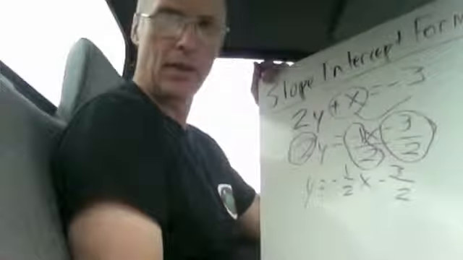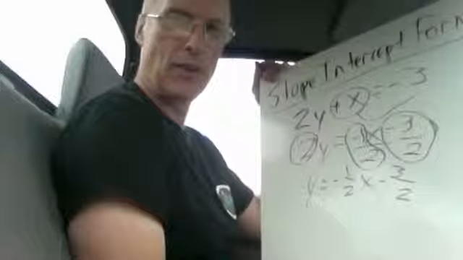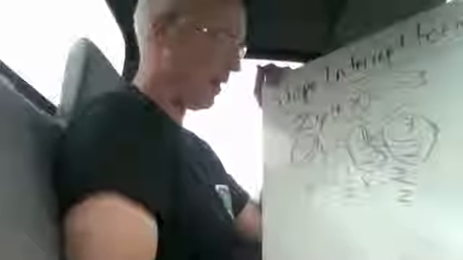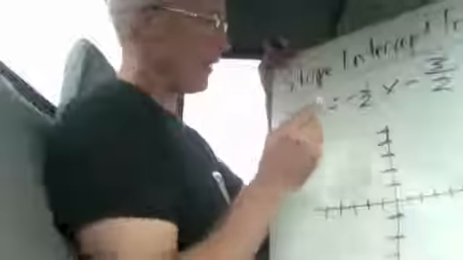Does that make sense? Stop the video if you need to and think about it. Okay, hopefully that makes sense. That's the slope-intercept form. Let me rewrite it, and then we'll graph it. Okay, here we are. Here I've rewritten the equation. It's in slope-intercept form, and now let me show you how easy this is to graph.